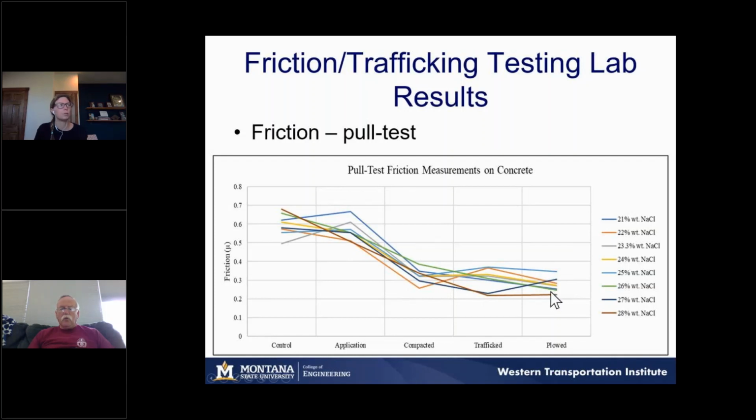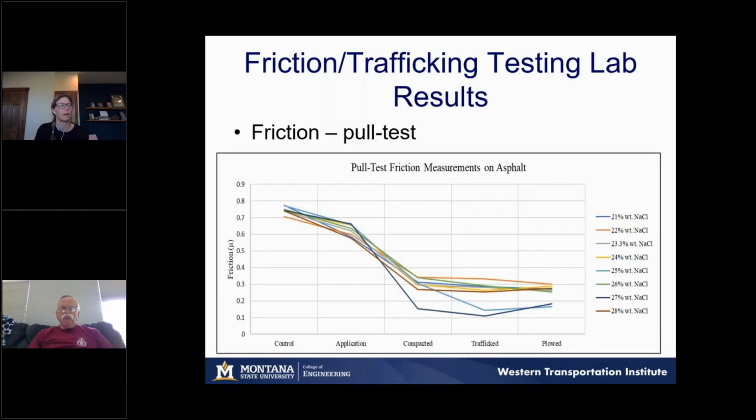So this is the pull test, or that friction device, the plow device I showed you for the concrete sample, and this is what that data looks like for the asphalt. The interesting thing from this data set is that you would expect friction to improve once that snow is plowed off the road. But for both the asphalt and the concrete using this test method, that was not observed. So we had some concerns about this data.